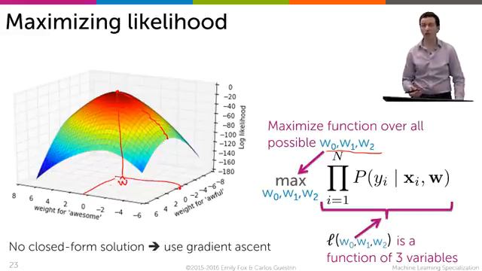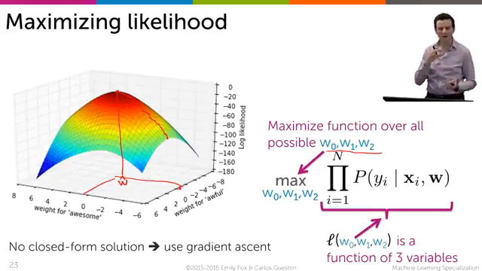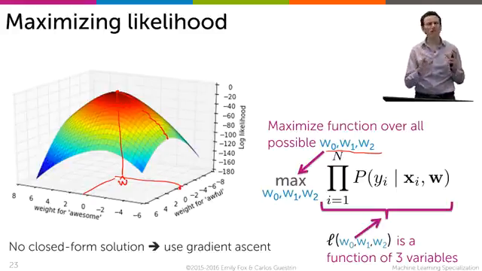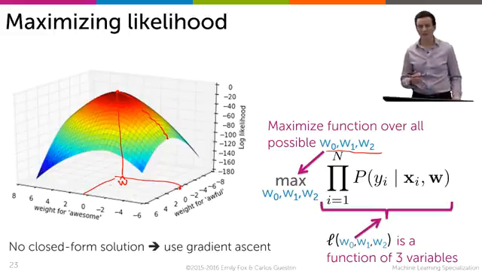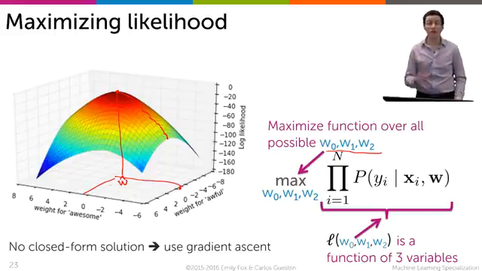Now in this plot, I've only shown 2 of the coordinates, W1 and W2. I didn't show W0 because it's really hard to plot in 4-dimensional space. So I'm just showing you 3 out of those 4 dimensions. Now let's discuss the gradient ascent algorithm to go ahead and do that.